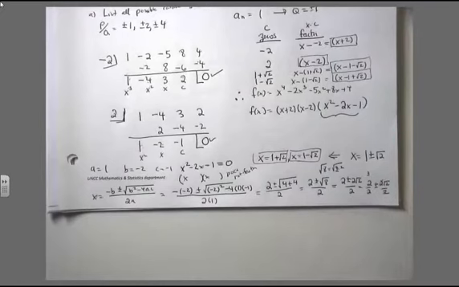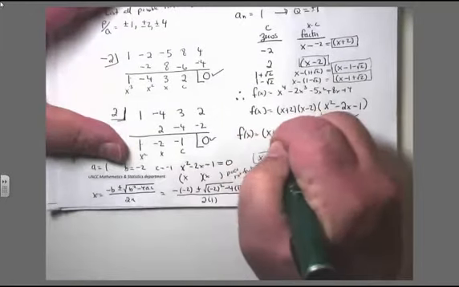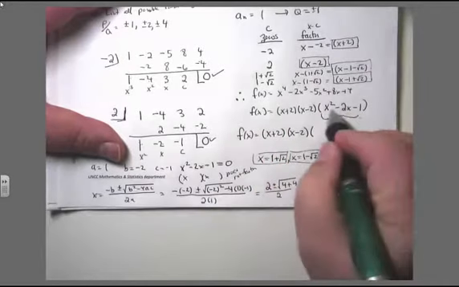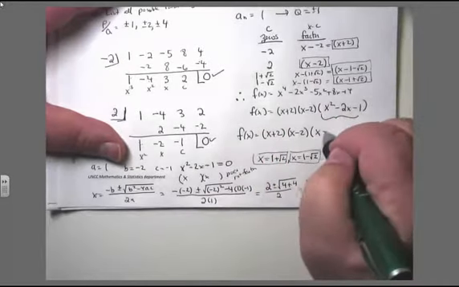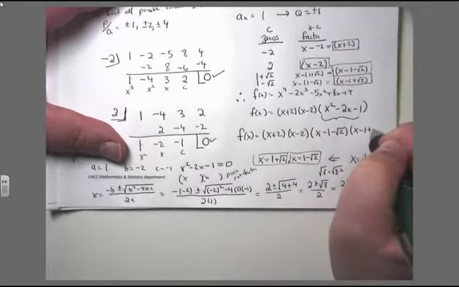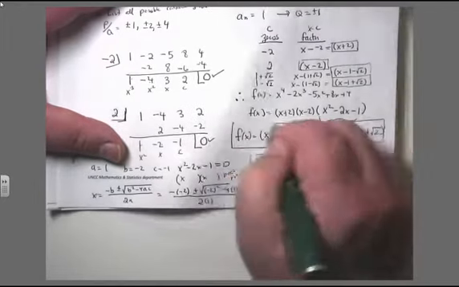So what is my resultant answer? How does this polynomial factor? F of x is equal to x plus 2 times x minus 2 times this guy, which factors into x minus 1 minus the square root of 2 times x minus 1 plus the square root of 2. That is the resultant answer.